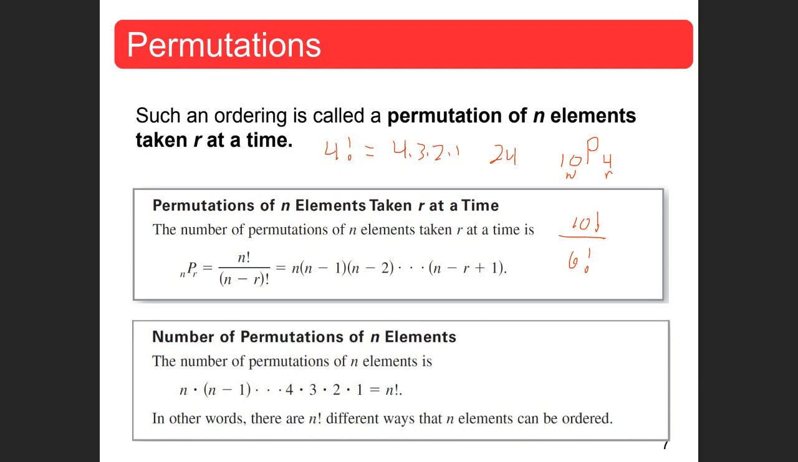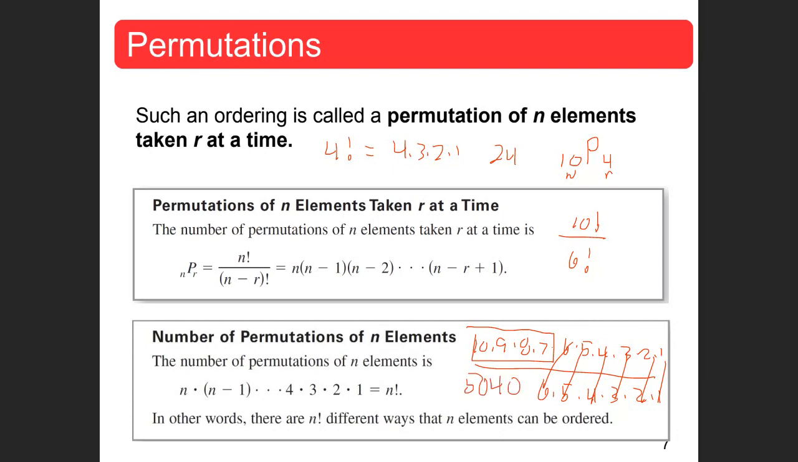Now, when you have a problem like this, let me show you how you would work this out. 10 factorial is 10 times 9 times 8 times 7 times 6 times 5 times 4 times 3 times 2 times 1. 6 factorial is 6 times 5 times 4 times 3 times 2 times 1. These all cross out, don't they? So you're only left with 10 times 9 times 8 times 7, which is what we ended up with, an answer of 5,040. Now, there's another way to do it.